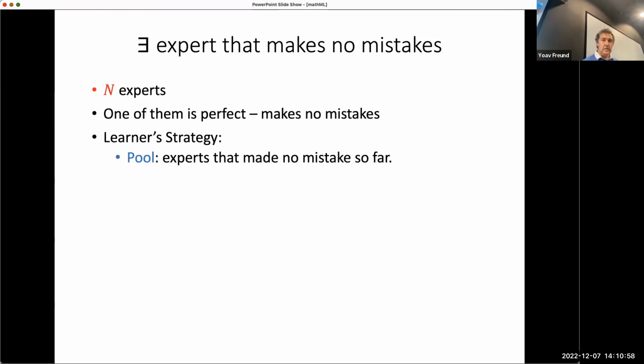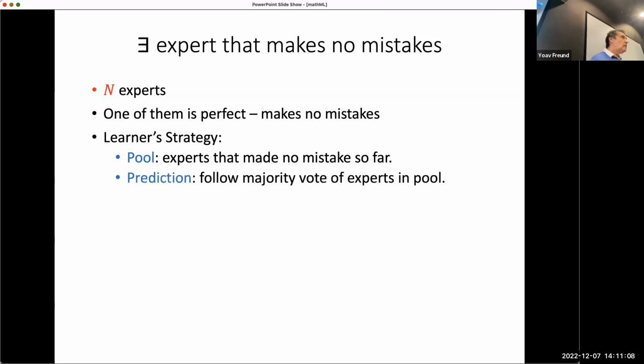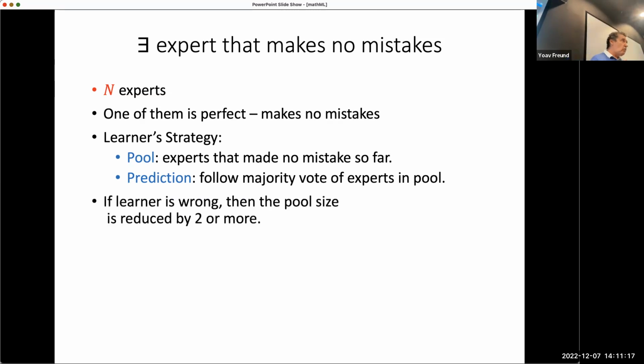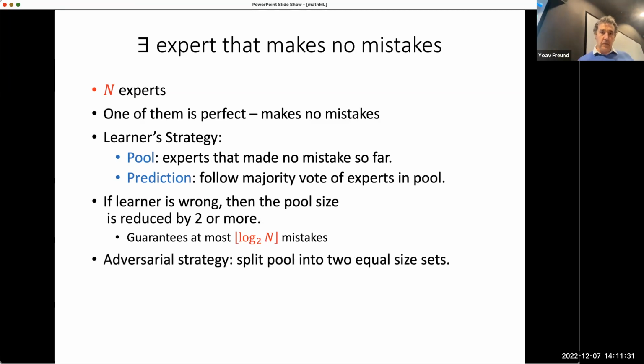The learner's strategy is simple. You have a pool of all those experts that haven't made a mistake yet, so those are the candidates to be the right one. You just predict with the majority prediction in the pool. That's all you do. If the learner is wrong, then the pool has to decrease by a factor of at least 2. Therefore, you get at most log 2 of n mistakes. Very, very simple.